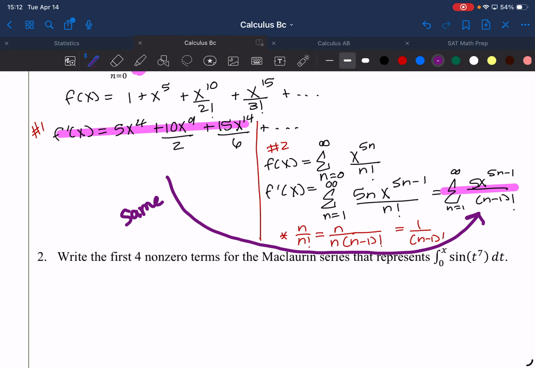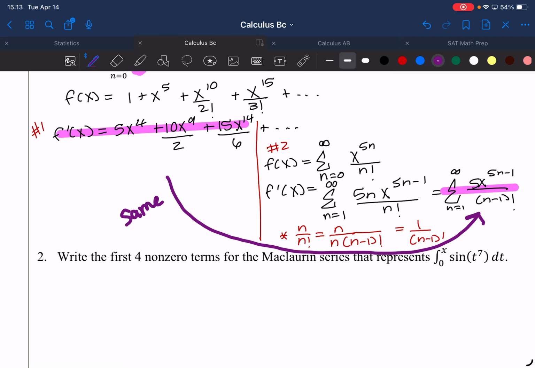1 or 2? 2. 2 is more exact because you're showing from the first term all the way to infinity, versus on number 1, you only showed the first 3 terms. Okay, you said that it continues on, but you didn't actually show all the terms like the series notation does.